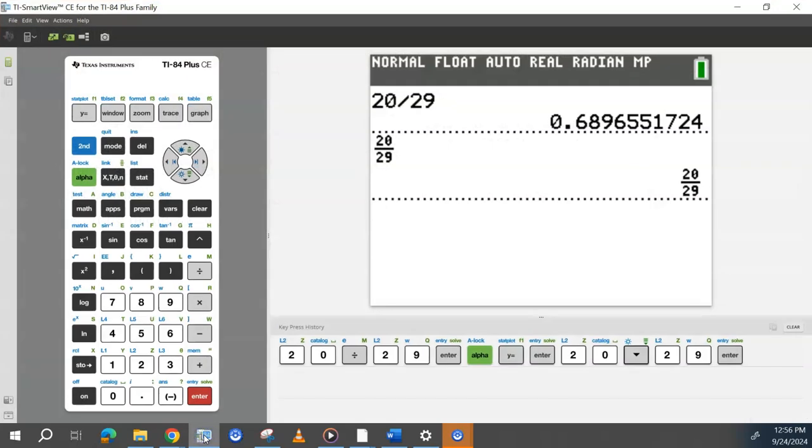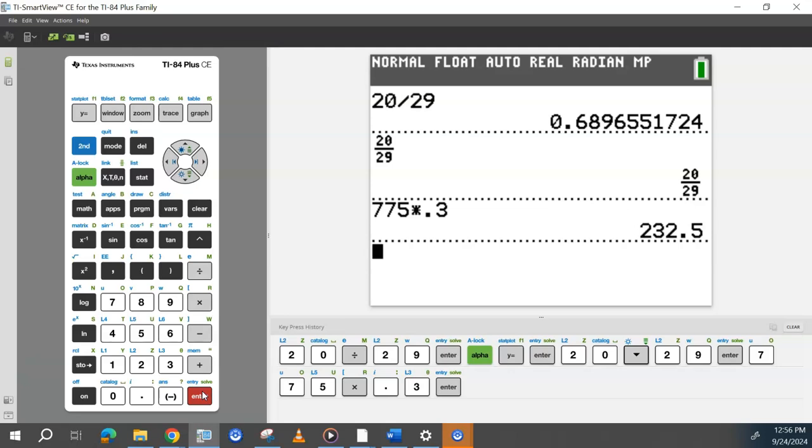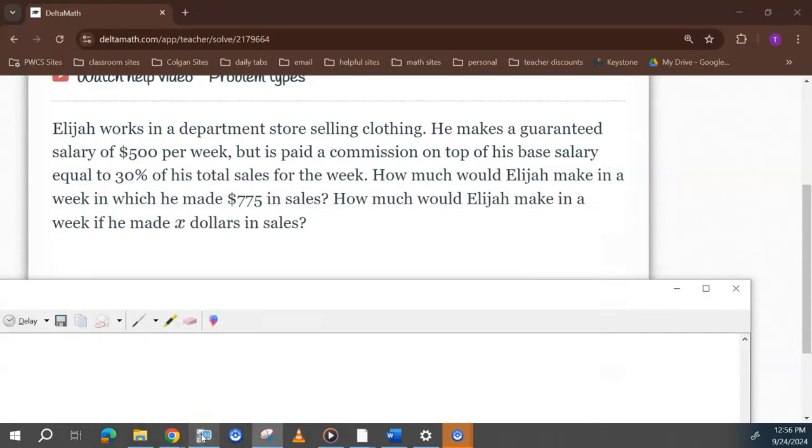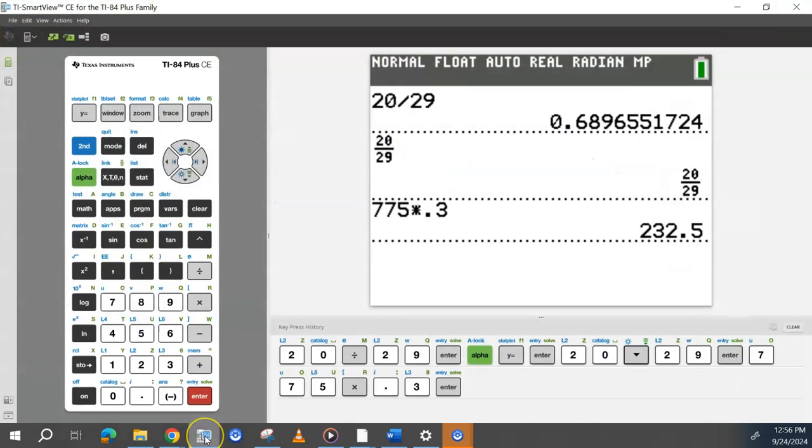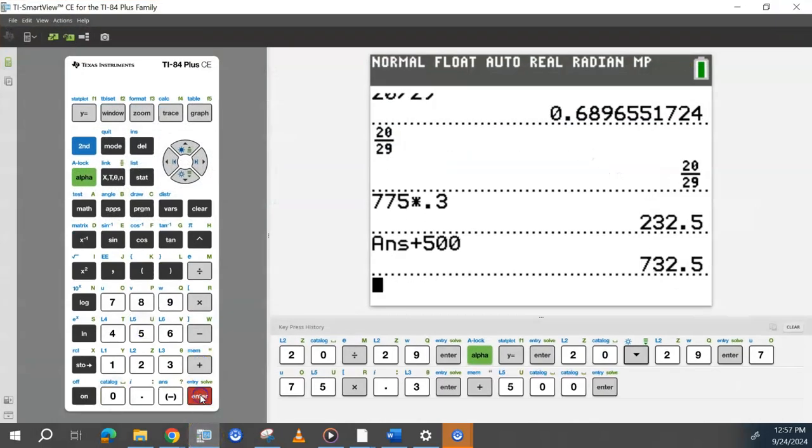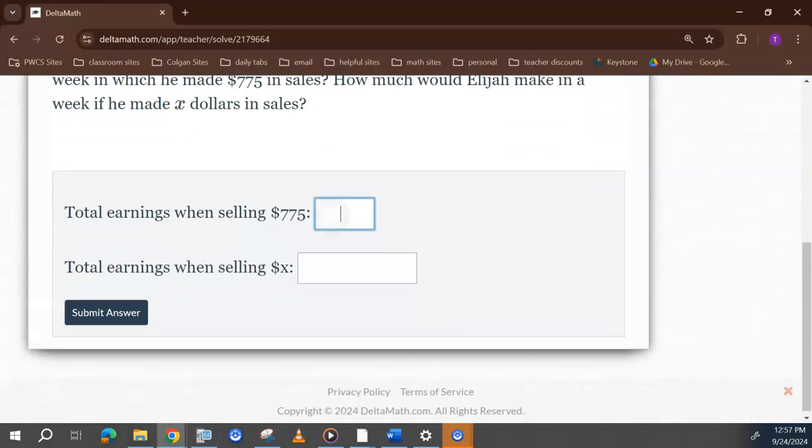So in our calculator, we would do 775 times, we would change the 30% to a decimal, so 0.3. And we would add that to his guaranteed salary, the $500 per week. So that's what the first part is asking. The answer is 732.50. This over here though, it's asking you to take those numbers and multiply, add them together, figure out what that would be.